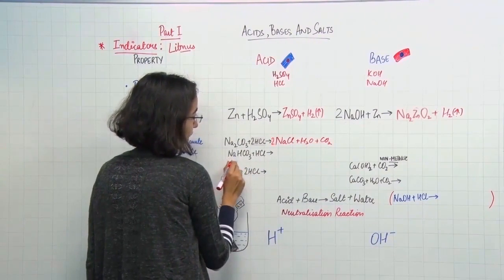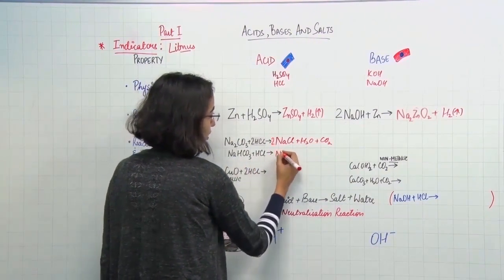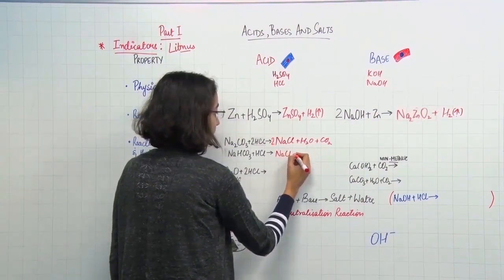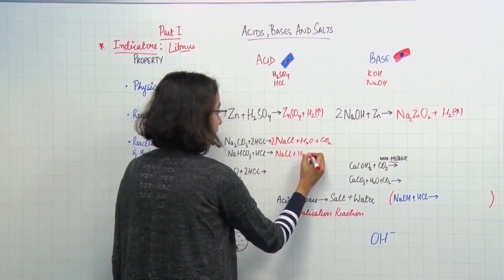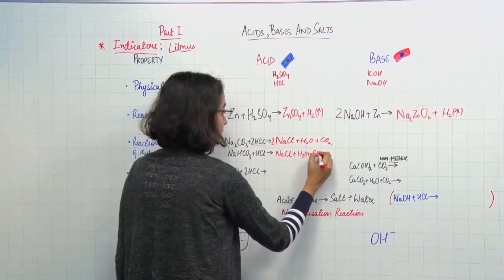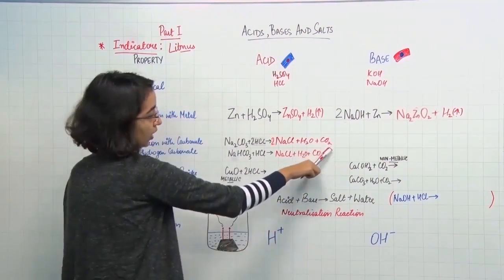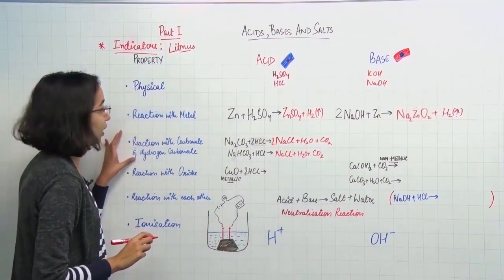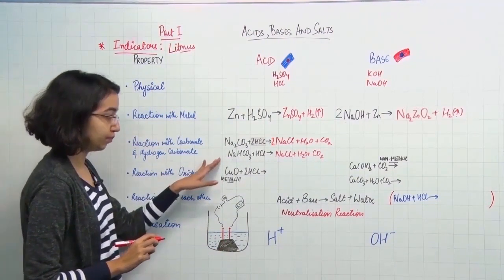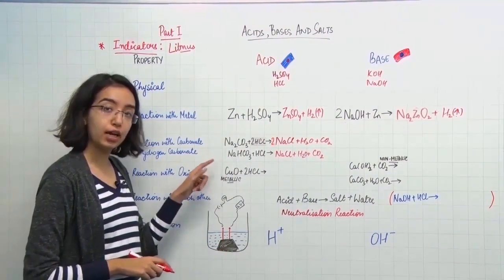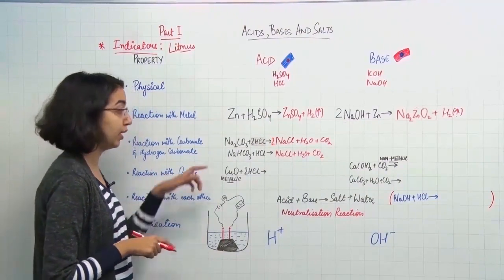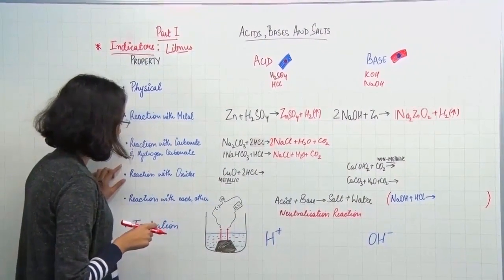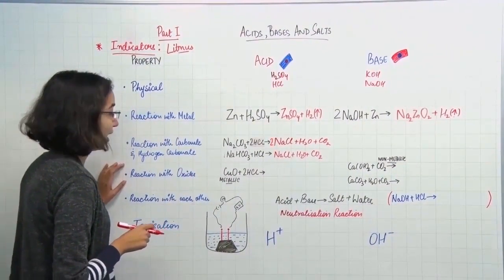A similar reaction is shown by sodium bicarbonate, or sodium hydrogen carbonate. So they release carbon dioxide gas and water and form a salt. This is the reaction of carbonate and hydrogen carbonate with acid. This reaction will be better understood when we study the application of these compounds in the third part of the reactions. The third chemical property is reaction with oxides.